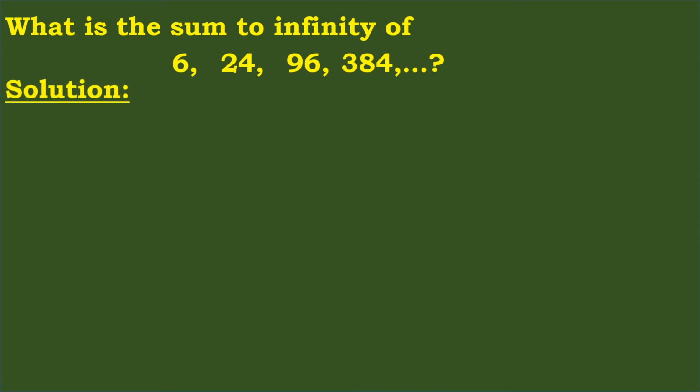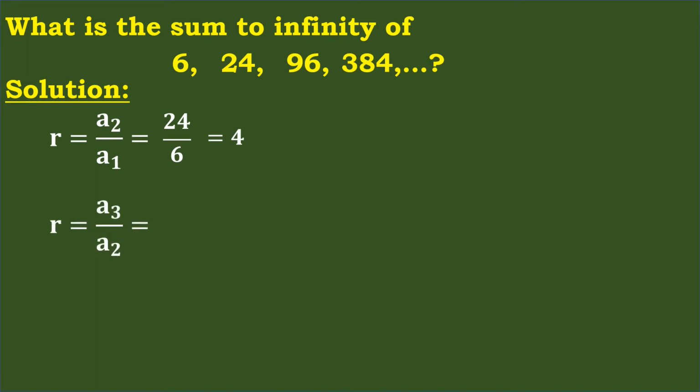Okay, let us consider the first example here. What is the sum to infinity of 6, 24, 96, 384, and so on? Solution. We will get first the common ratio. We will divide the second term by the first term. Ang second term natin ay 24 and first term ay 6. So 24 divided by 6 is 4.